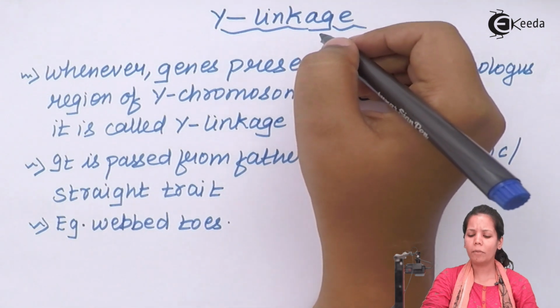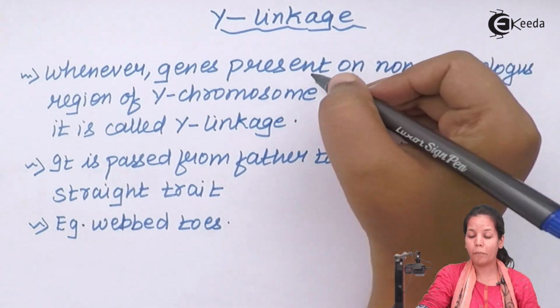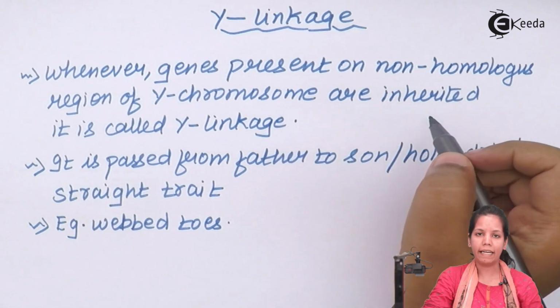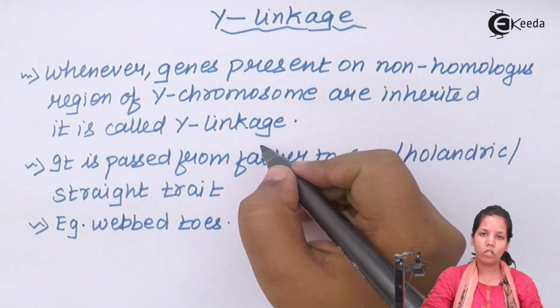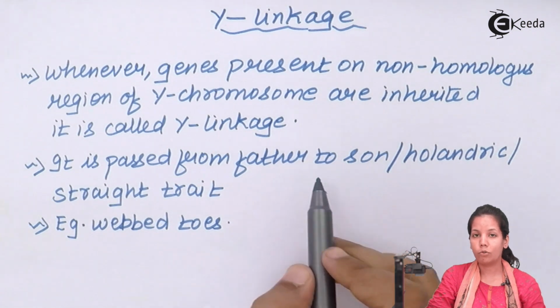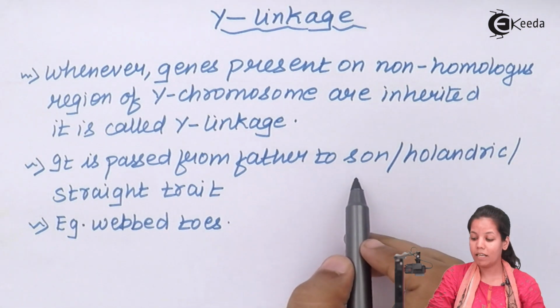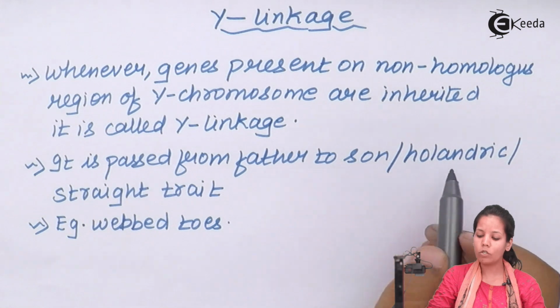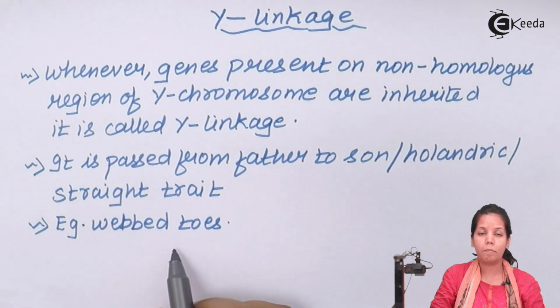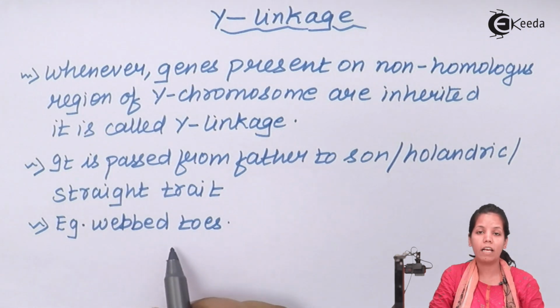Y-linkage. Now, if I talk about Y-linkage, whenever genes that are present on the non-homologous part, or the non-similar part, of the Y chromosome are inherited, they are termed as Y-linked genes or Y-linkage. And it is always passed from the father to the son. When that happens, it is also called Holandric or straight trait passage, or straight linkage, or Holandric linkage. An example is webbed toes that are passed from the father to the child, a classic example of Y-linkage or Y-linked genes.